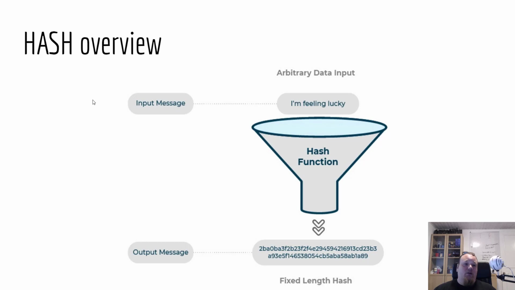Alright, so the overall overview of a hashing algorithm is that you have some input, and it could be any kind of arbitrary data. I'm feeling lucky. It's being fed into this funnel. It's called a hashing function, and what comes out is an output message that should be pure gibberish, something you do not understand. Very important to understand that every hashing algorithm has the same fixed length as its output string.